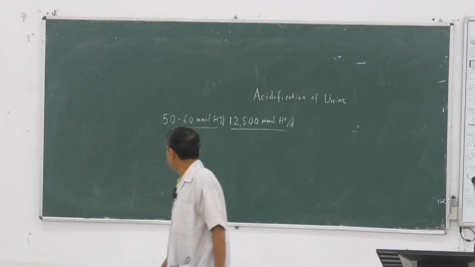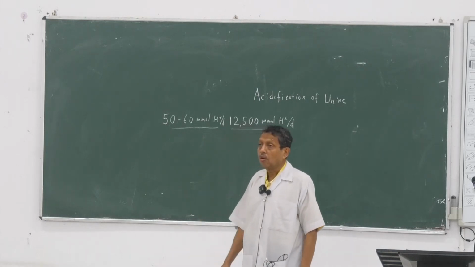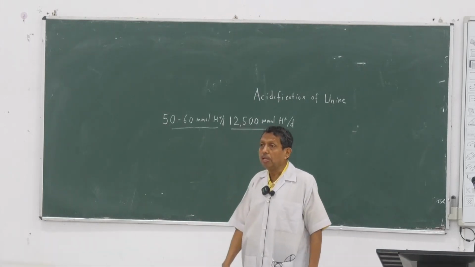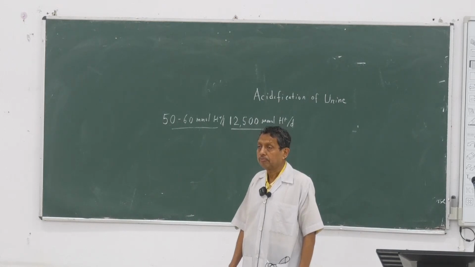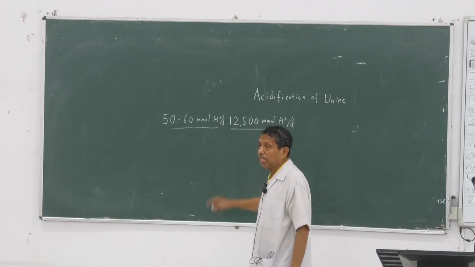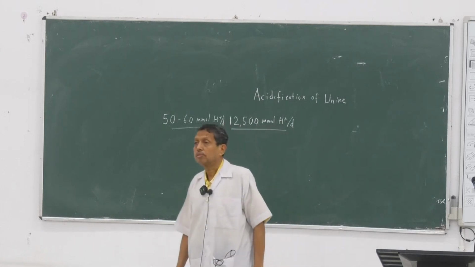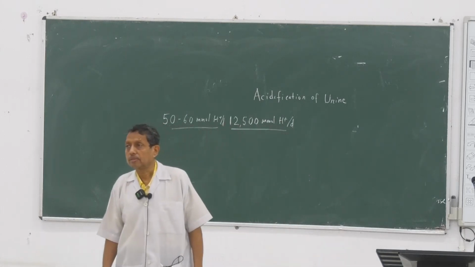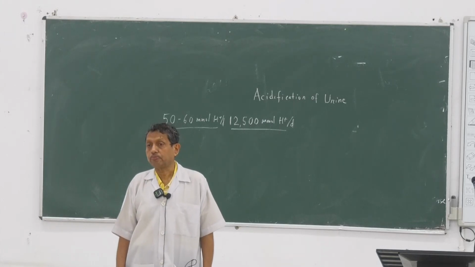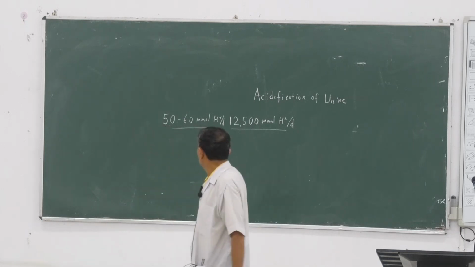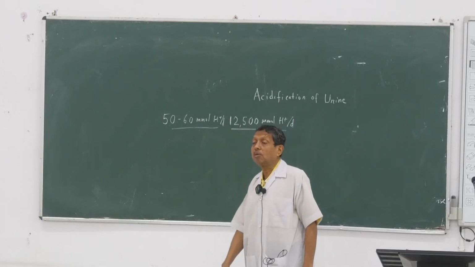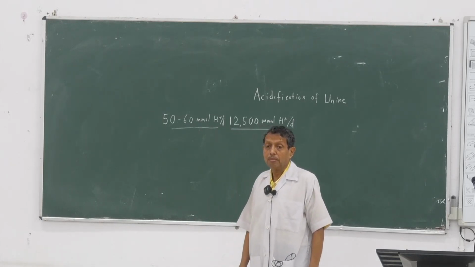Their amount is approximately 50 to 60 millimole or milliequivalent of hydrogen ion. It is eliminated through the kidneys primarily. But this huge amount is eliminated through the respiratory system by the process of ventilation. And from your knowledge, you can easily calculate this value from your expired carbon dioxide elimination per minute.